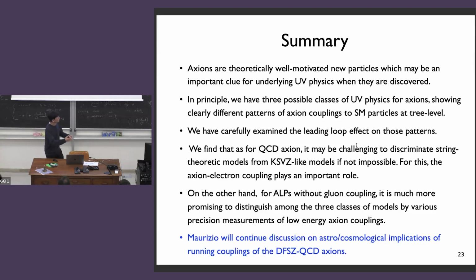For this, the axion-electron coupling plays an important role. On the other hand, for ALPs without gluon coupling, it is much more promising to distinguish among the three classes of models by various precision measurements of low-energy axion couplings. Okay, that's the end of my part.